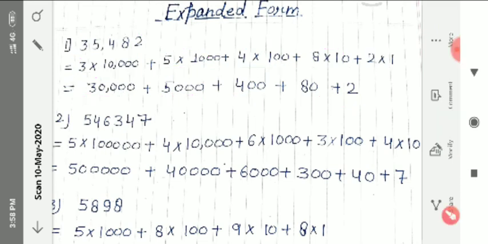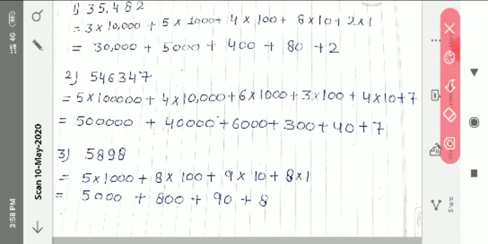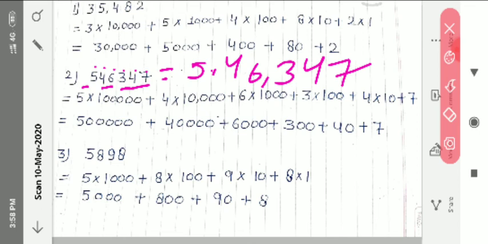Okay, similarly we can do the next part also. As written here, 5 4 6 3 4 7. Firstly read the name of this number. What will the naming word be? Ones, tens, 100, 1,000, 10,000 and lakh. So it will start with lakh. So here it is 5,46,347. Got it? You can put the comma also after this. We can write it as 5,46,347 also.